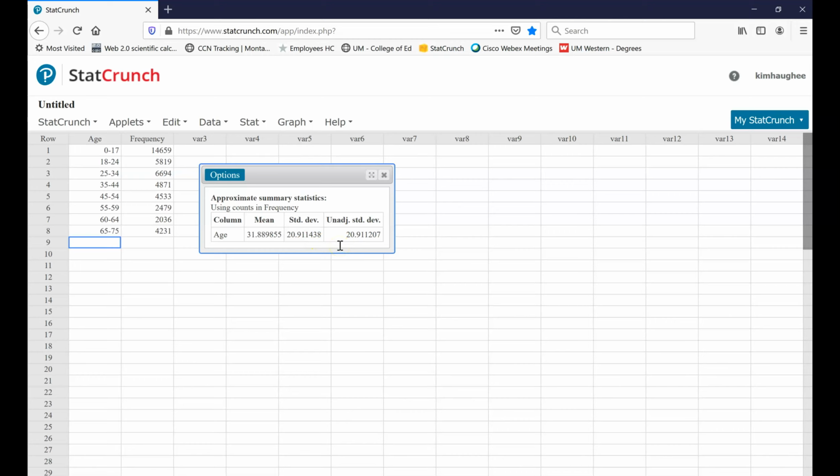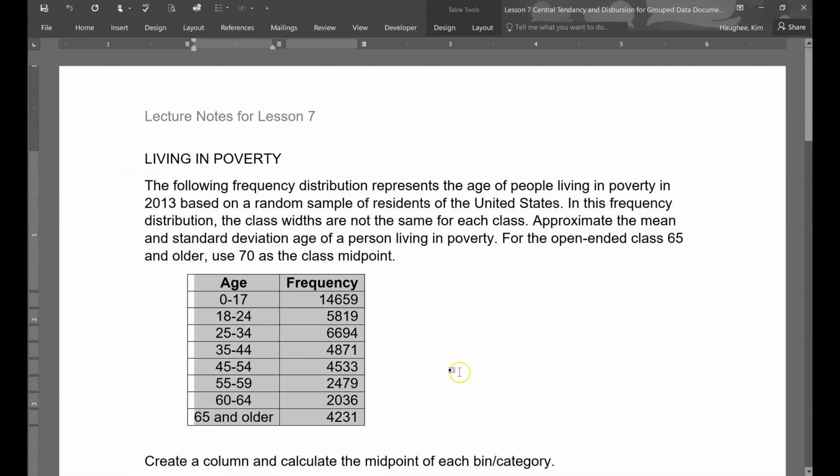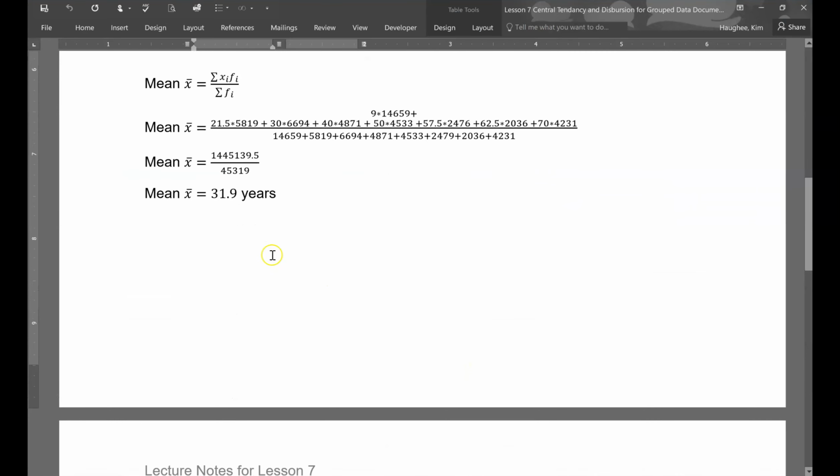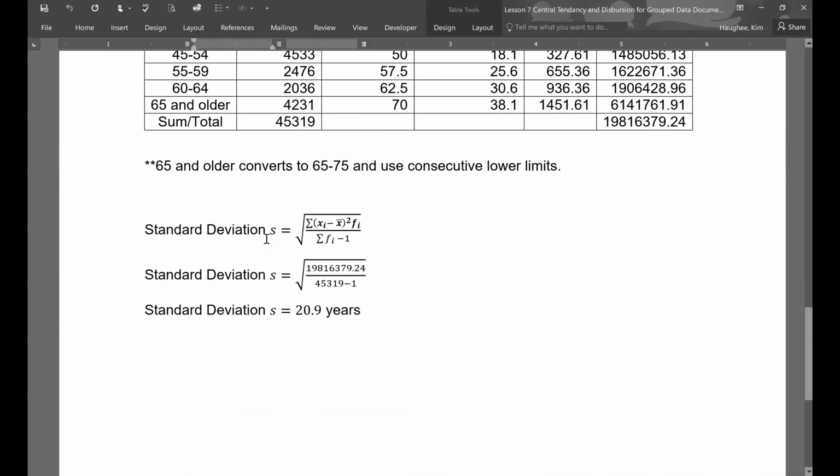The unadjusted standard deviation is the one that we use for populations. So whenever you're dealing with a data set that comes from a population, make sure you select the unadjusted standard deviation value. We were working with a sample, so we need the middle one here of 20.9, which matches what we had come up with. Remember, we had a mean of 31.9, and we had a sample standard deviation of 20.9.